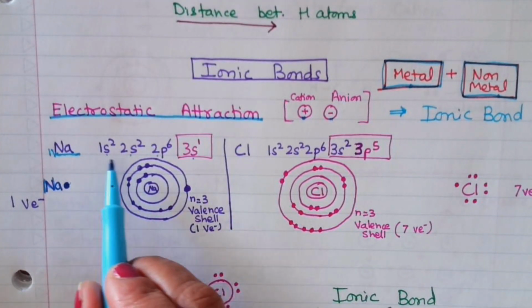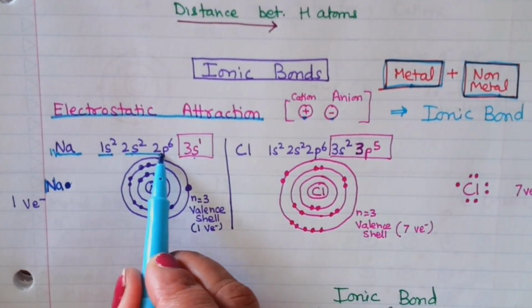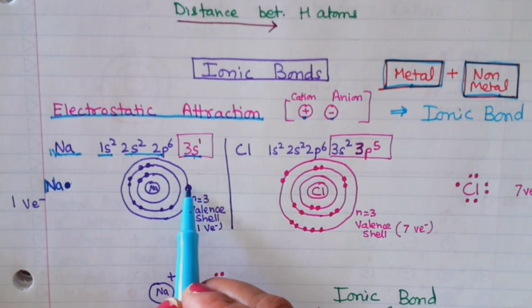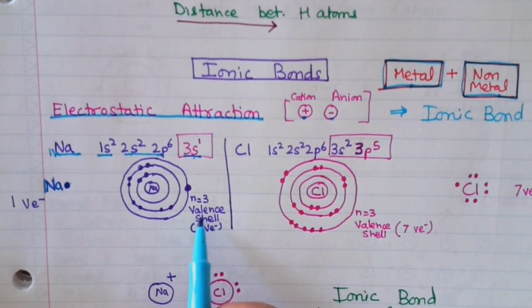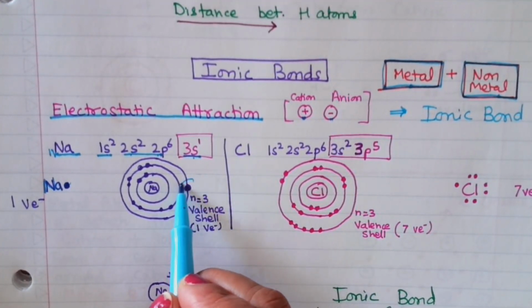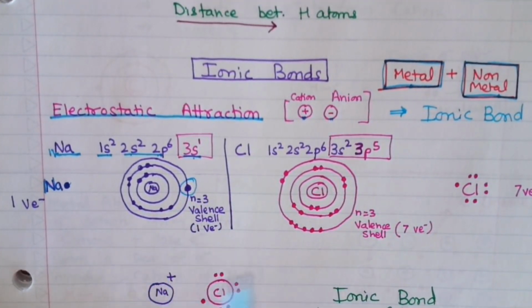It has three energy levels, 1s2 and 2, n equals 2 and n equals 3, right? And the third energy level is the valence shell that has one valence electron. So this is the electron that we are talking about here.